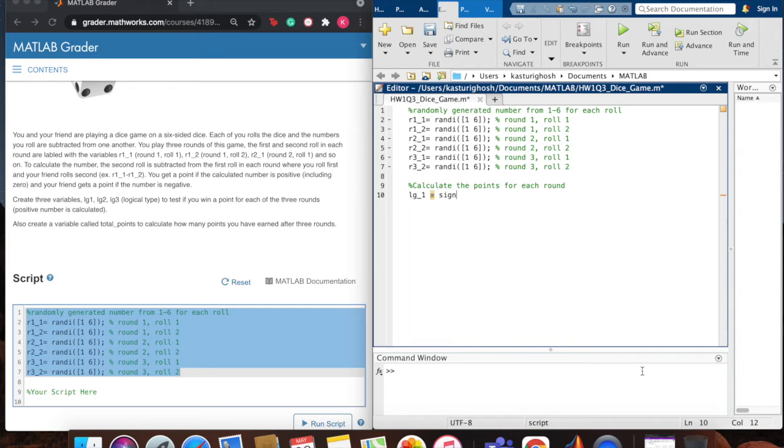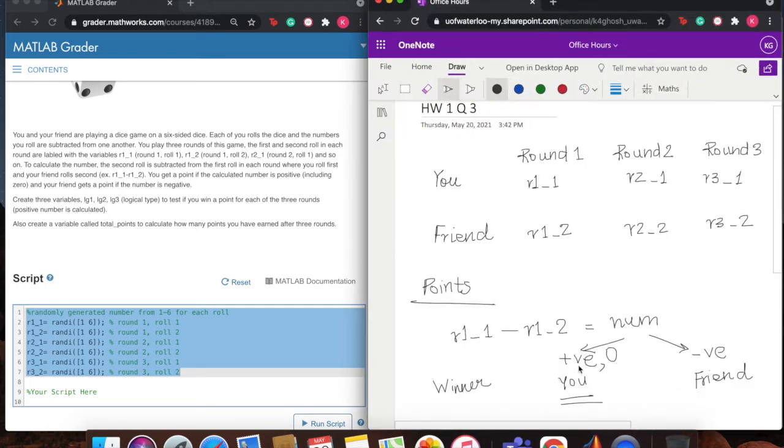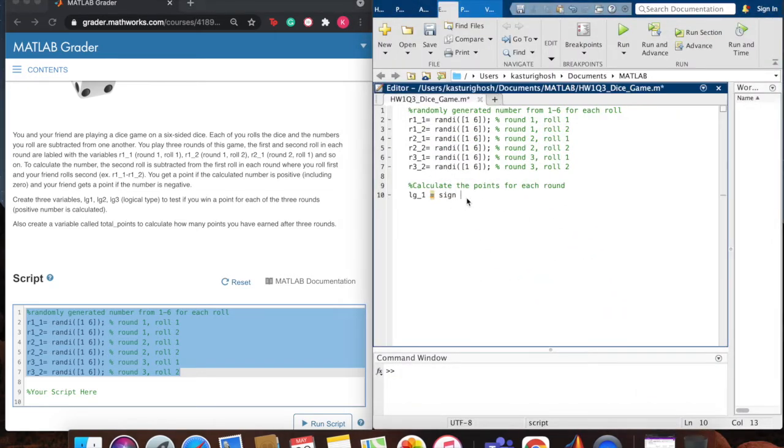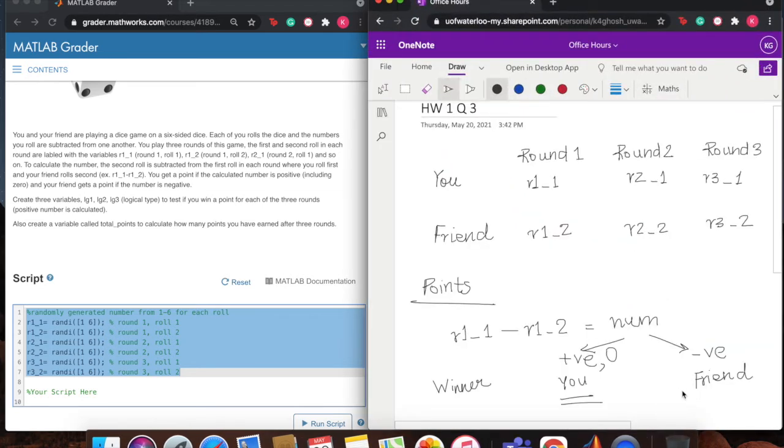And in this particular situation, what did we learn? If the subtraction result is positive or 0, you are the winner, and if it's negative, your friend is the winner. And LG1 determines if you have won. So one way to do this is to check the sign of the subtraction: round 1, roll 1 minus round 1, roll 2. This is the number for the first round, and I need to check if this is not equal to -1, because that would mean it's either 0 or +1, right?